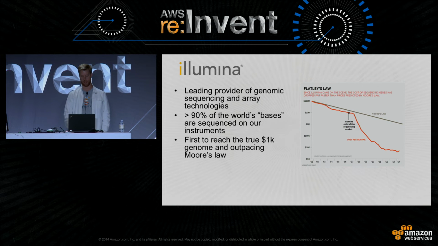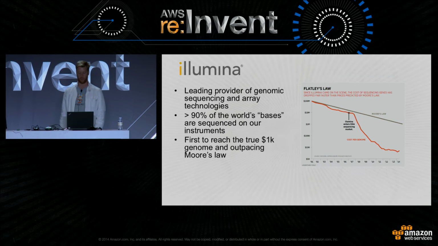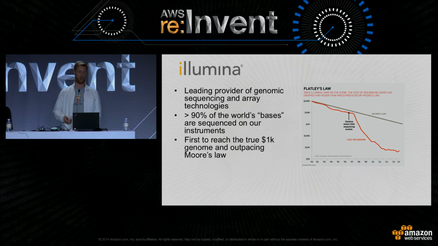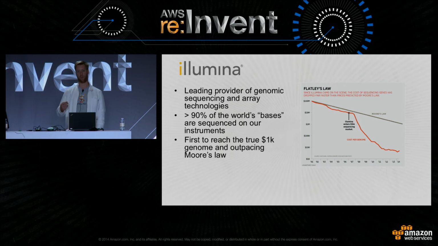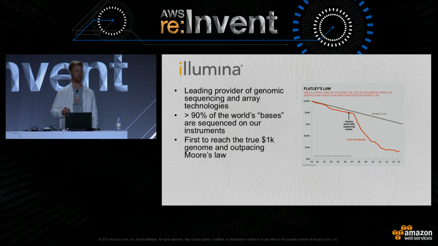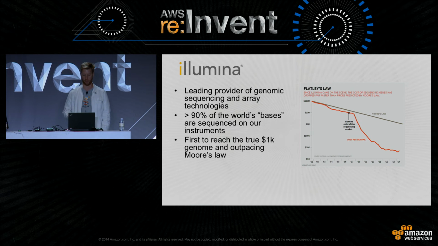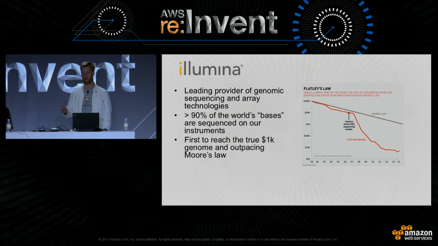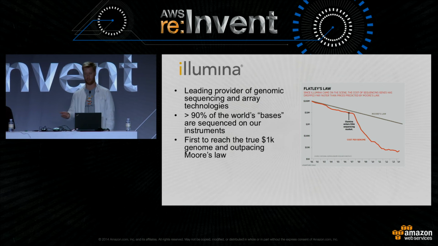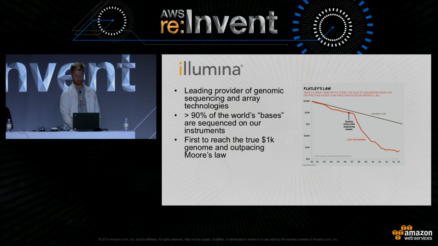It's also interesting to know that earlier this year we announced what we call the HiSeq X, which was the first instrument that's capable of producing a $1,000 genome. This may not seem too interesting to some people, but if you look at Moore's law compared to what we call Flatley's law, about 10 or 12 years ago, the first genome that was sequenced cost about $100 million. So the price drop of how sequencing has been progressing has been outpacing Moore's law for a while now.